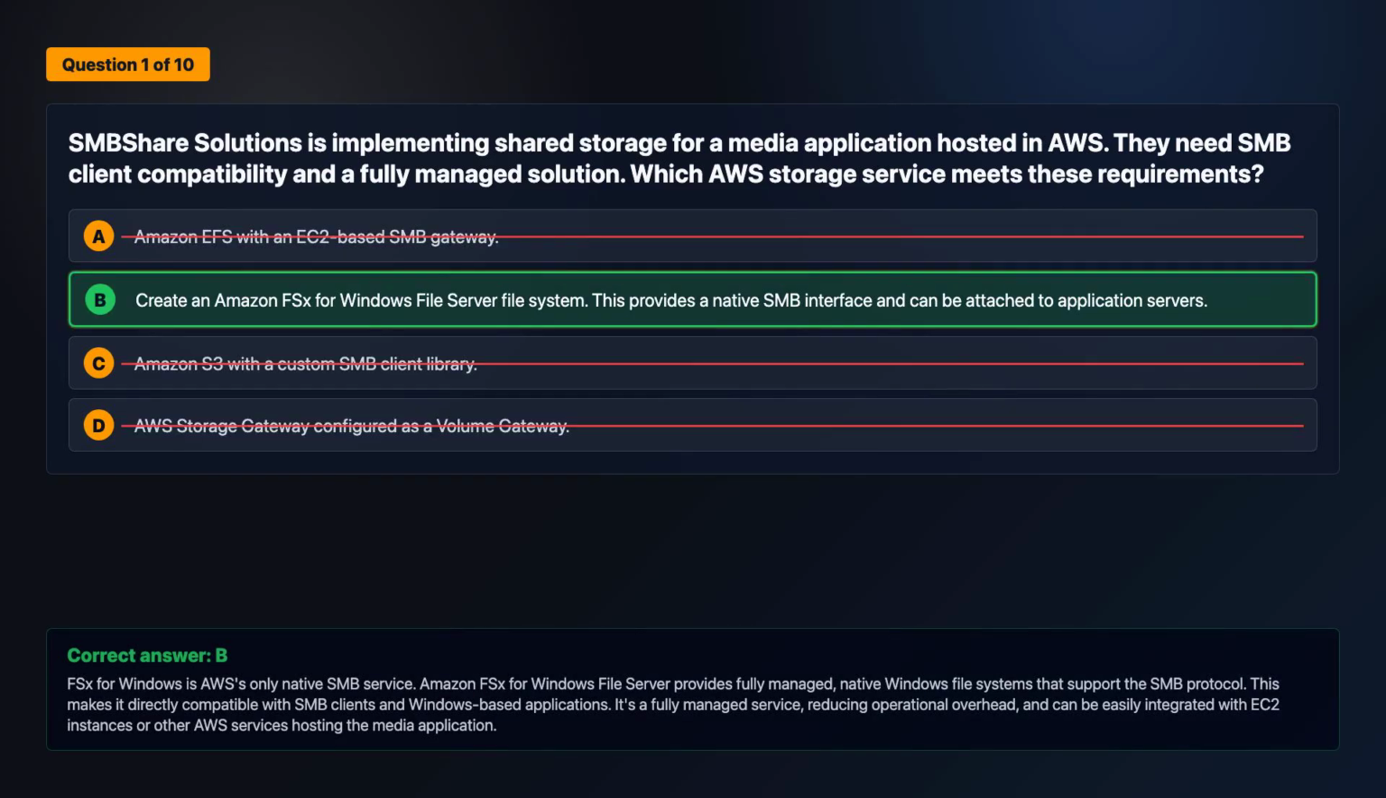The correct answer is option B. FSx for Windows is AWS's only native SMB service. Amazon FSx for Windows File Server provides fully managed, native Windows file systems that support the SMB protocol. This makes it directly compatible with SMB clients and Windows-based applications. It's a fully managed service, reducing operational overhead, and can be easily integrated with EC2 instances or other AWS services hosting the media application.